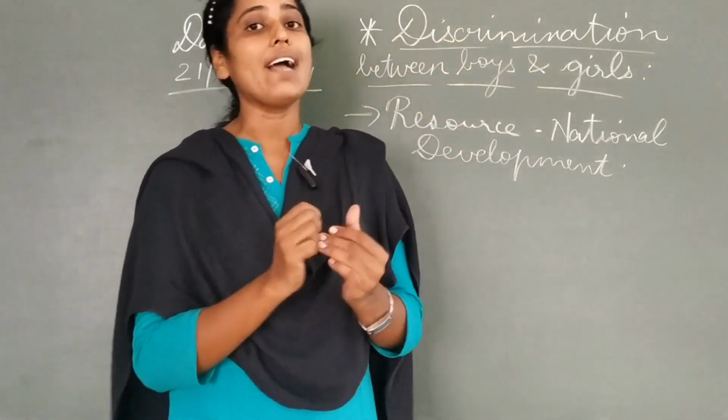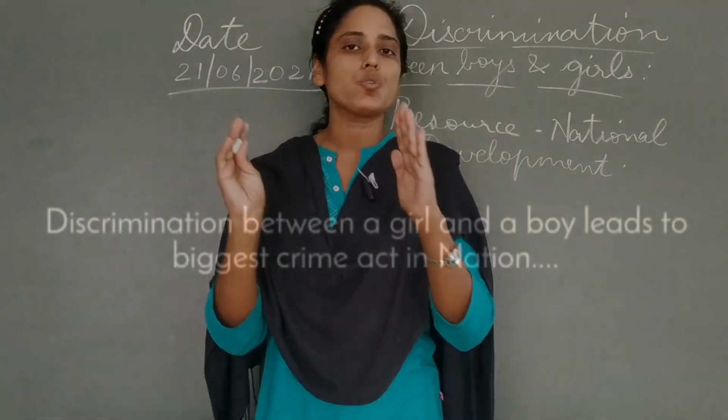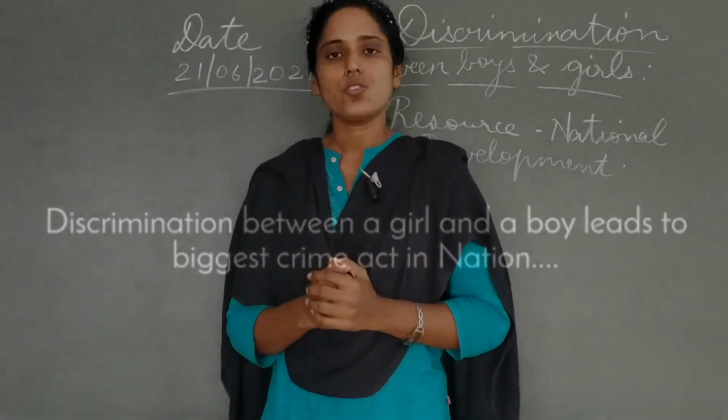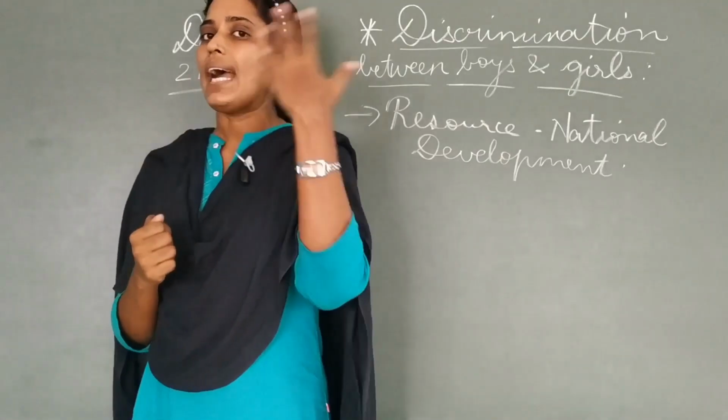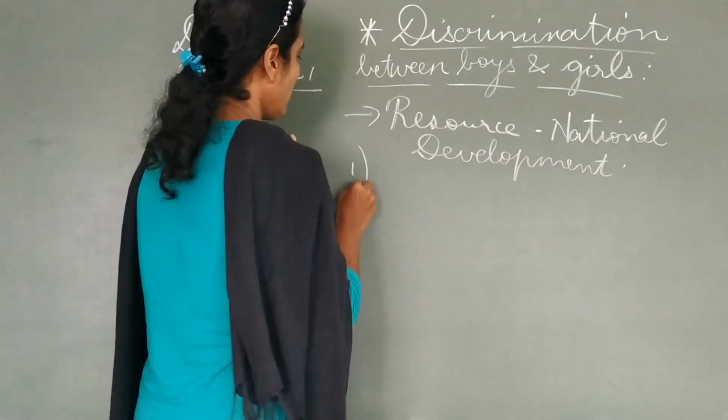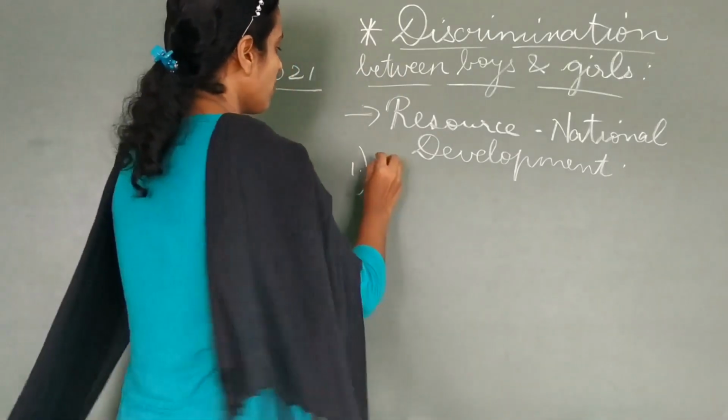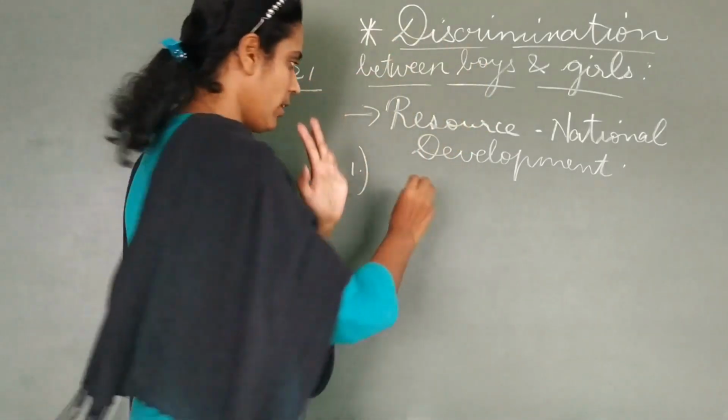So, we should not have any bias or any discrimination between males or females. But still, in our country, we have discrimination between boys and girls. How? We'll just see it. First, due to biological differences. The main differences between boys and girls are due to biological differences.